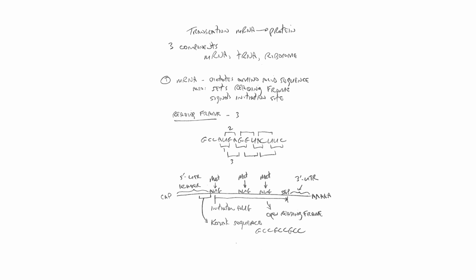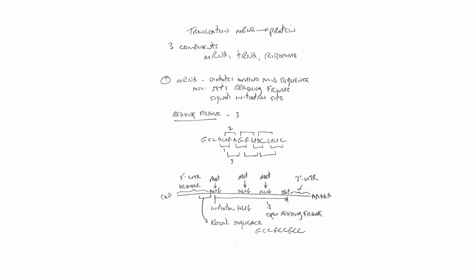Now if we look down at the bottom, we see a line drawing of a messenger RNA, the 5' cap, and the polyadenylated tail at the 3' end. And let's look at what we have here. So the first AUG is the initiator codon. Occasionally it could be the second AUG, but 99% of the time the first AUG encountered sets the initiator codon and sets the reading frame.